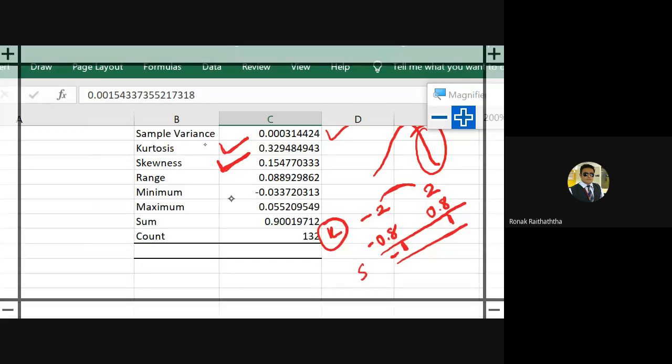Now, this is my minimum, this is my maximum. And the difference between minimum and maximum is the range. So range is this. This is my sum total. This is my count, that is 132.